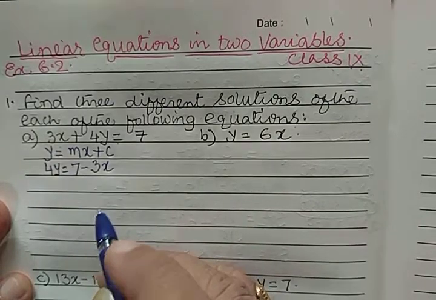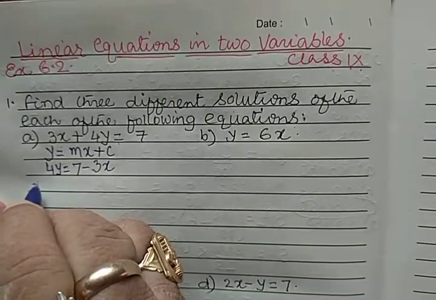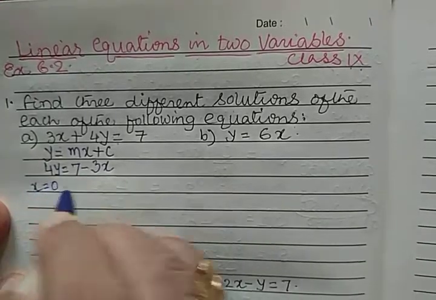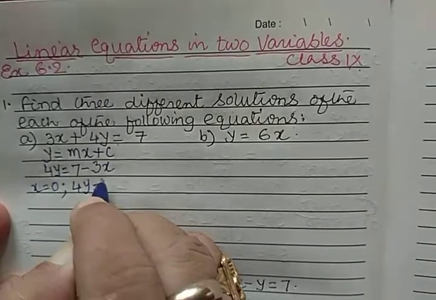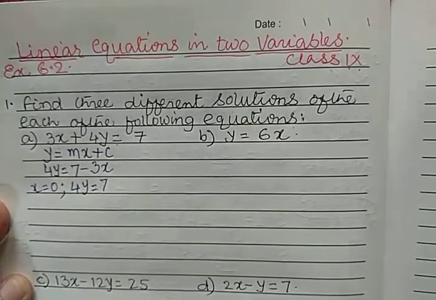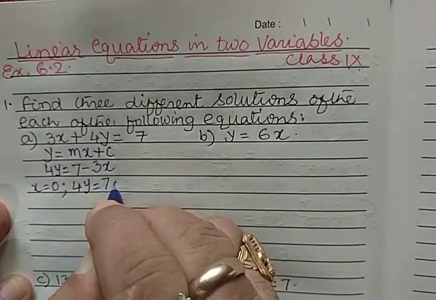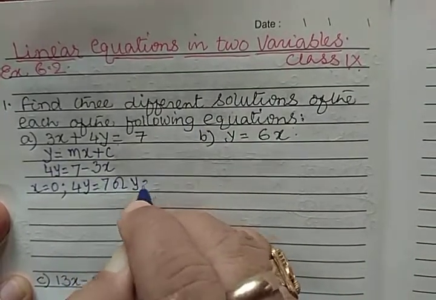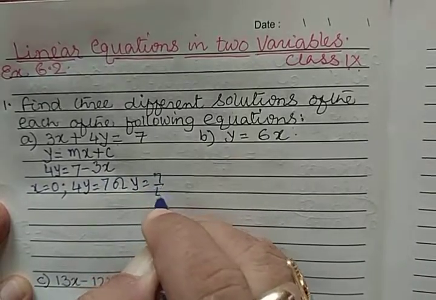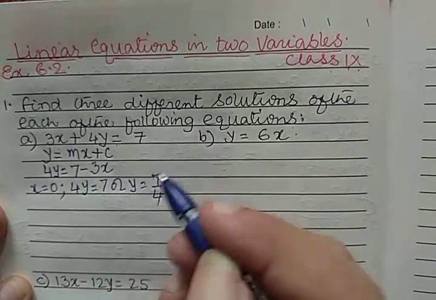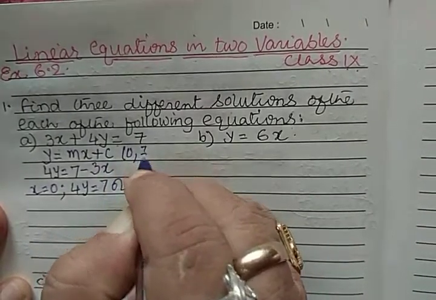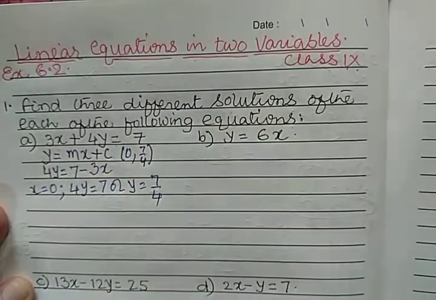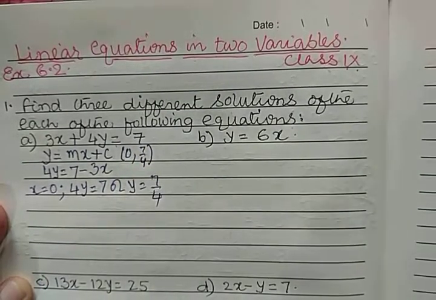If x is equal to 0, then what happens? 4y is equal to 7, or y is equal to 7 by 4. That means your first solution is 0, 7 by 4. Next, let us take x is equal to 1.